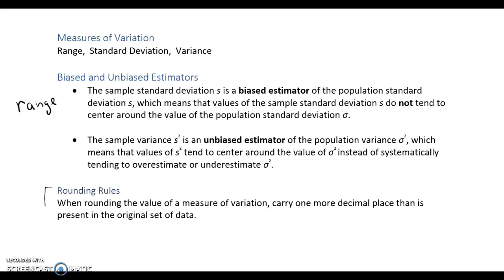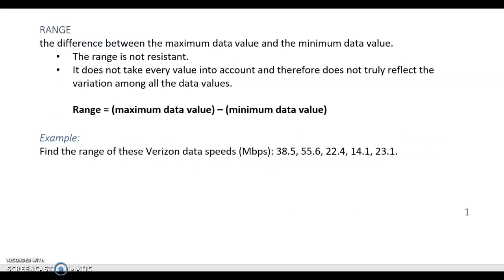Rounding rules. As we get into this section, when you're rounding a value of a measure of variation, just like we did for the measures of center, carry out one more decimal place than you see present in the original data set. Now let's look at our first measure of variation, the range.